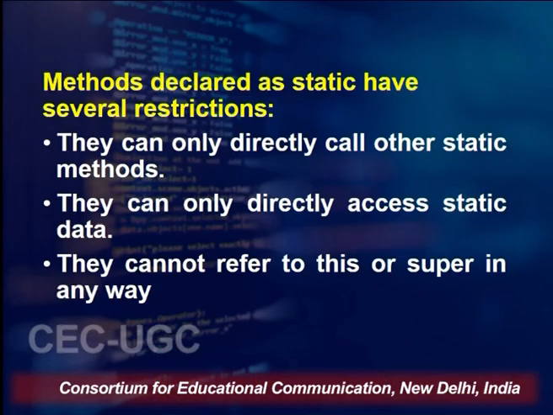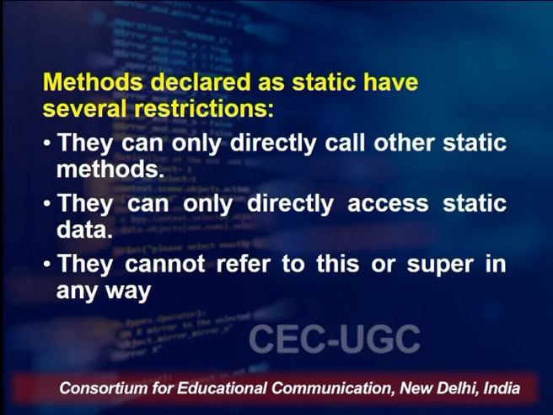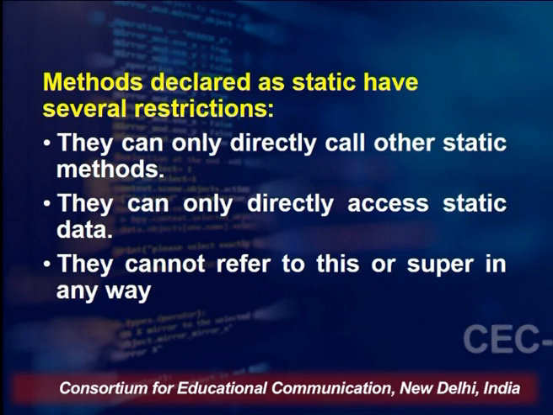Now, the methods which are declared as static have several restrictions. They can only directly call other static methods, they cannot call non-static methods. They can only directly access static data. Here the term directly has its special significance; I will be talking about this using an example. And these static methods cannot refer to the this keyword, which we have already covered in our previous lectures. They also cannot refer to the keyword super.